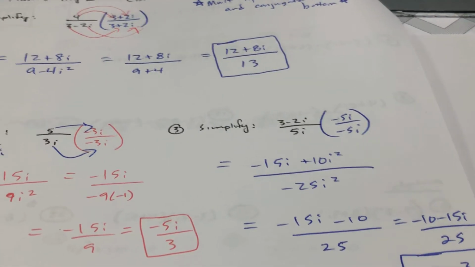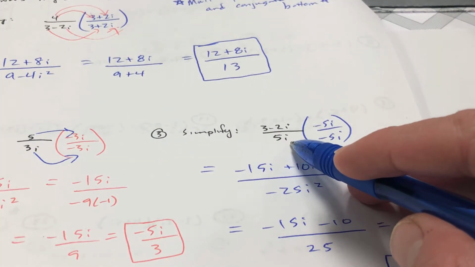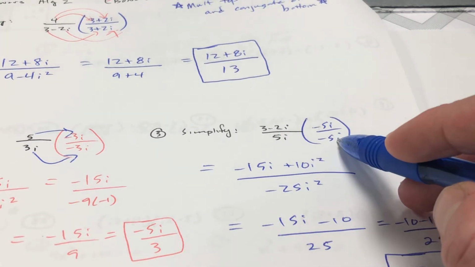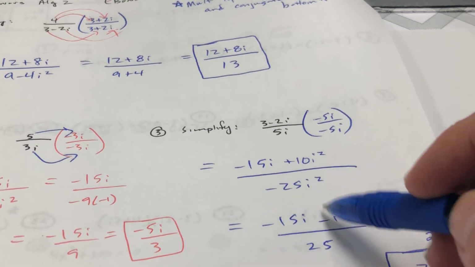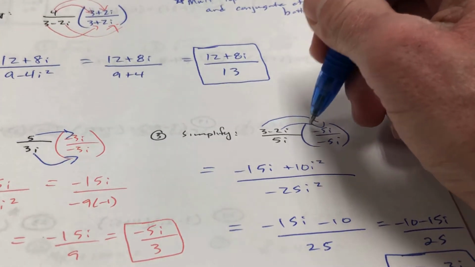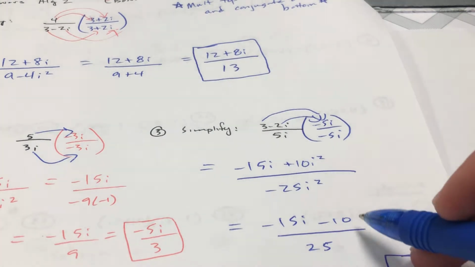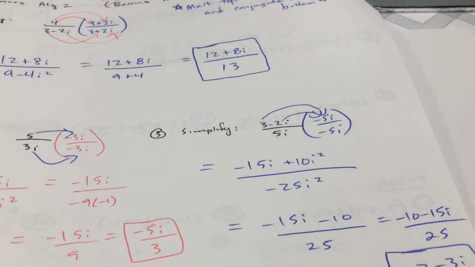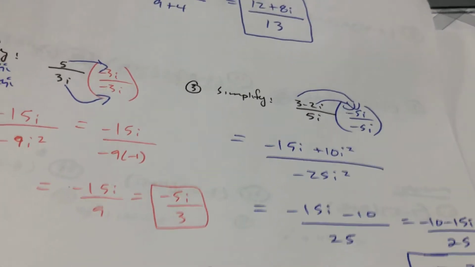All right, number 3. I have 5i in the denominator, so the conjugate would be a negative 5i. Multiply the top and bottom by negative 5i. Down below, 5i times a negative 5i is a negative 25i squared, which is a negative 25 times a negative 1. That gives me 25. Up above, I'm going to have a negative 15i plus 10i squared. i squared is a negative 1, so 10 times a negative 1 is a negative 10. I'm going to rewrite this with the real part first: negative 10 minus 15i. Then I'm going to divide everything by 5.